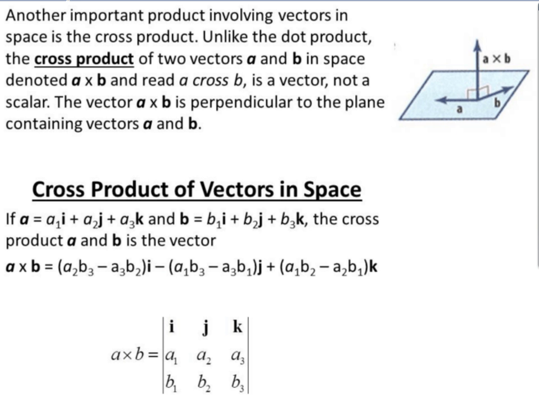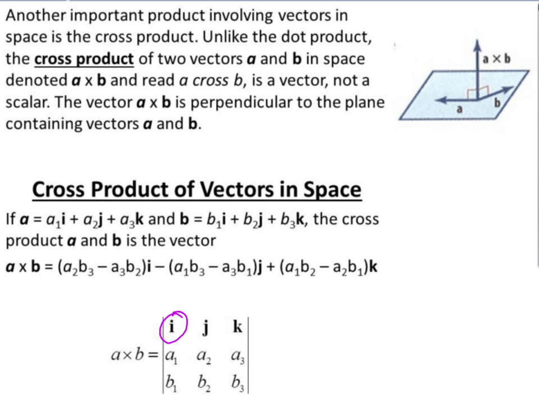Now, if we have vector A as a sub 1 times vector i plus a sub 2 times vector j plus a sub 3 times vector k, and vector B is b sub 1 times vector i plus b sub 2 times vector j plus b sub 3 times vector k, then the cross product will look like this. Another way to set this up is to think of finding the determinants of your little vector. So we're going to break this up.